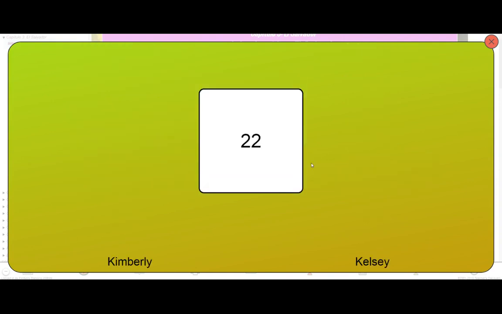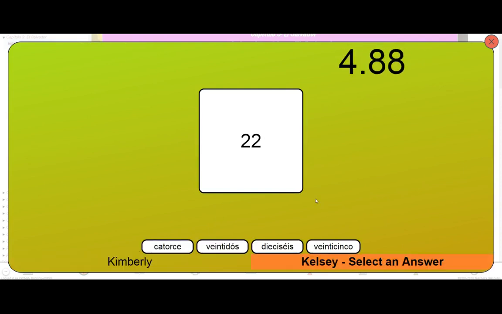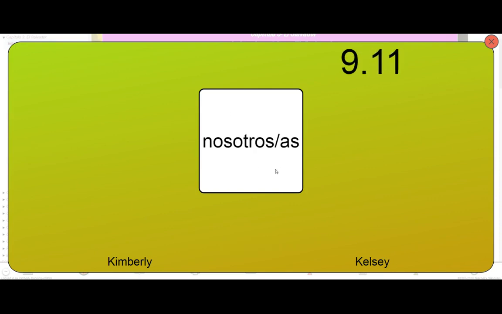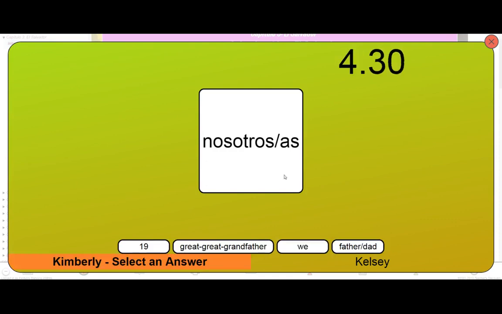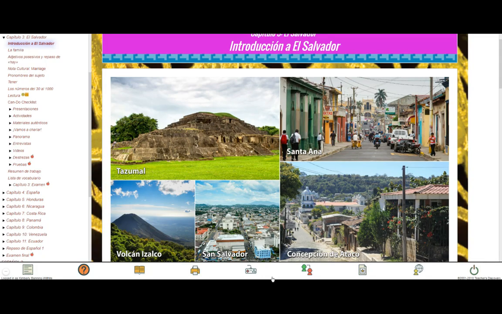So now the students would buzz in. So Kimberly is now going to select an answer. Now Kelsey is going to select an answer. And we see the correct answer. We move on to the next question. So again, we're going to buzz in. Kelsey's going to buzz in. And then we're going to see the correct answer. We're going to close out of that.